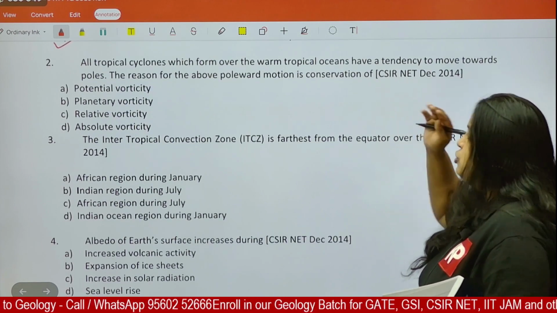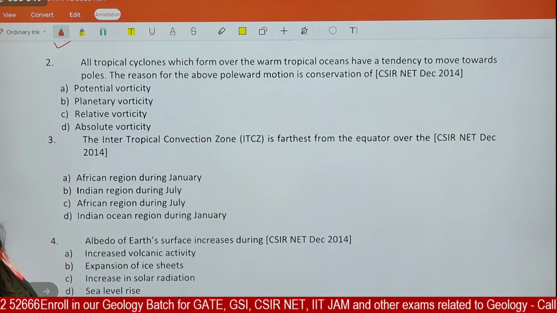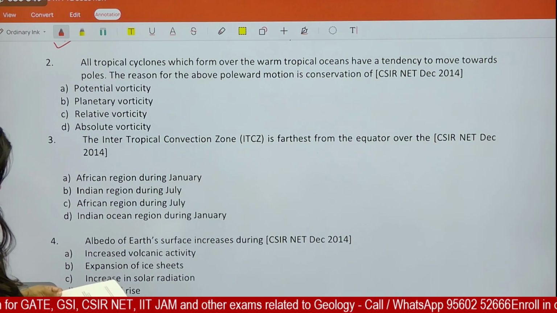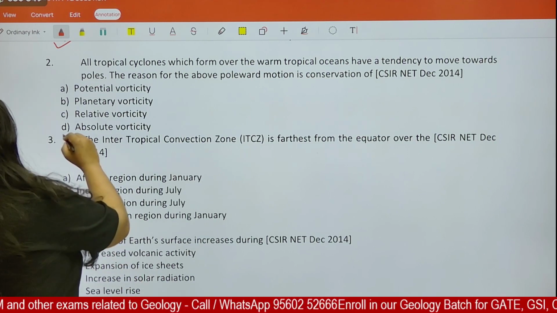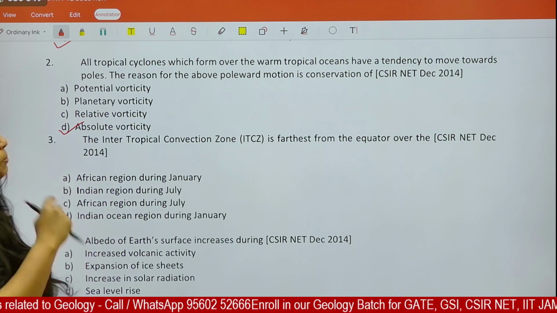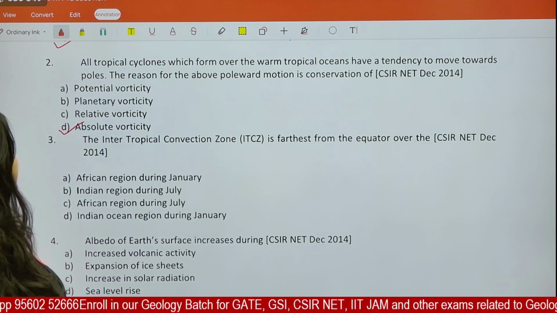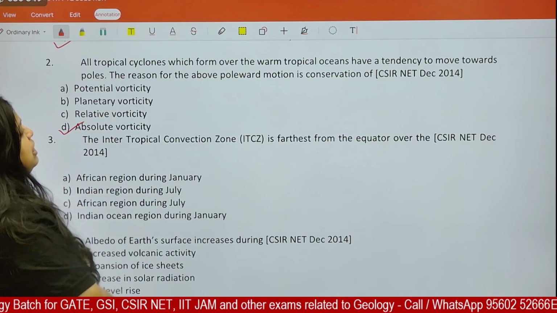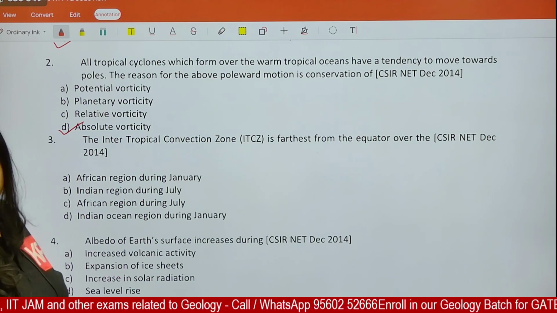Now, all tropical cyclones which form over the warm tropical ocean have a tendency to move towards the pole. The reason, okay, this is actually not directly from the oceanography portion. These vorticity terms are important for climatology and atmospheric science, and we'll discuss them there again. Here, it is the conservation of absolute vorticity during the poleward motion.